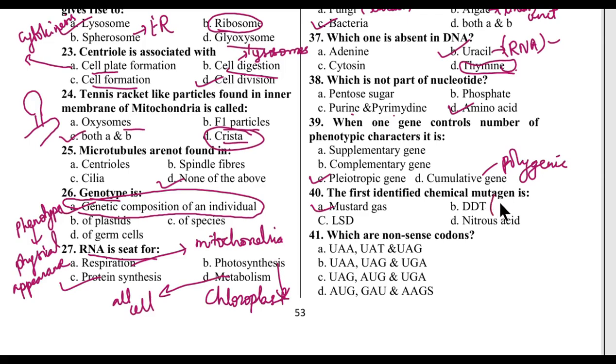DDT is the banned insecticide. And LSD is a drug, for hallucinations as well. Nitrous acid is a mutagen, but it was discovered later. Which are nonsense codons? Answer is obviously UAA, UAG, and UGA. And it includes AUG here. AUG is actually the start codon.